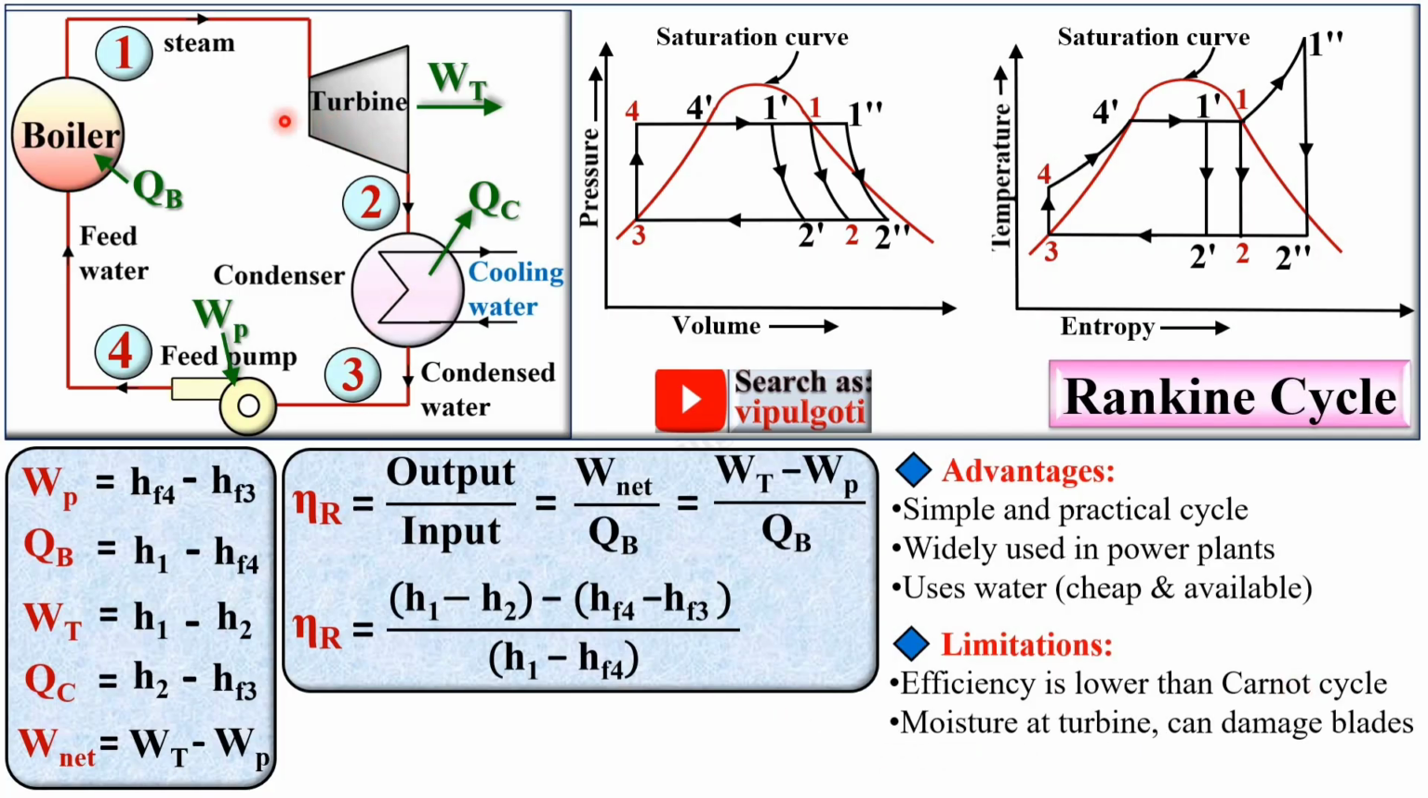Next, moisture at the turbine, and that can damage the turbine blade. Here you can see after the 1-2 process, if the steam is wet steam, then you can see the moisture content is here also. If the steam is dry saturated, then at the end of the expansion, it is again below this saturation line. That means there is moisture. If it is superheated steam, then again there will be moisture content at the end of the expansion process, and that moisture can damage the turbine blades. Large condenser is required.